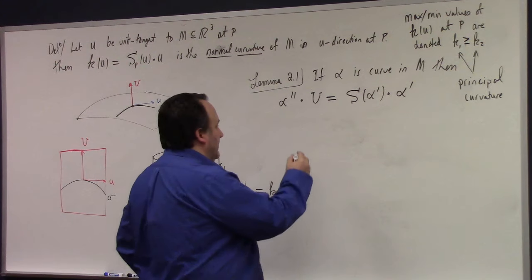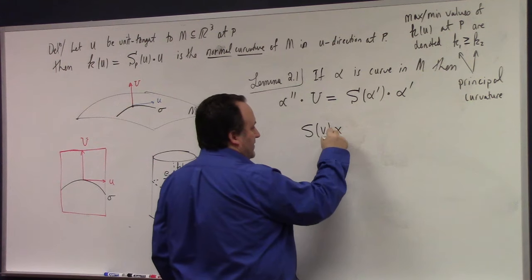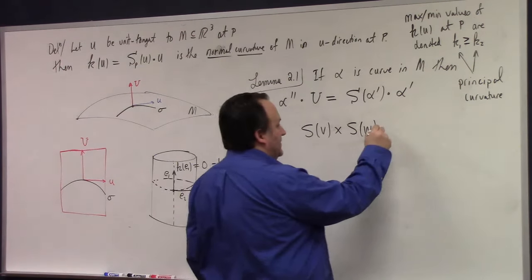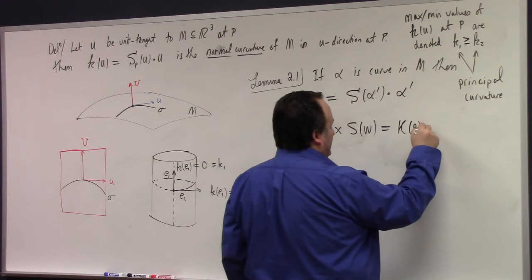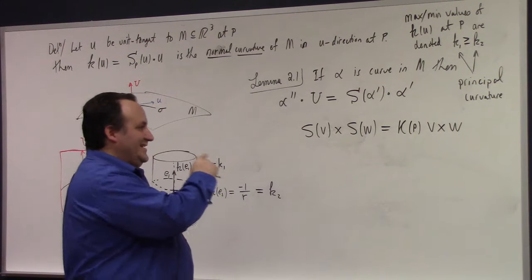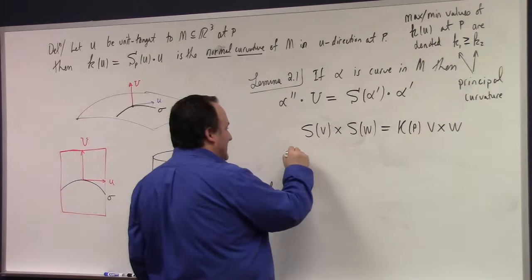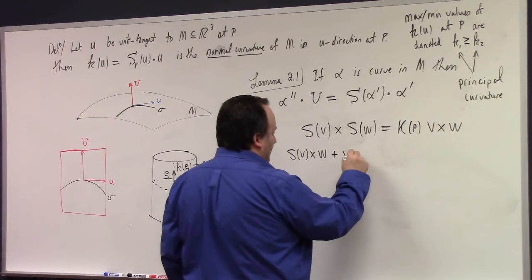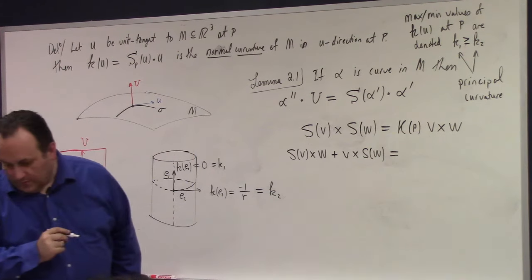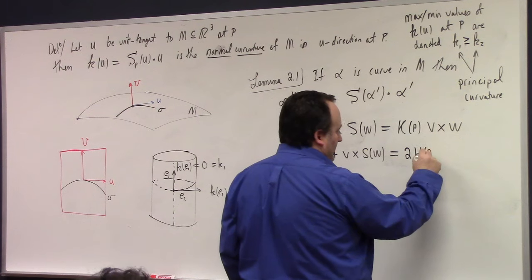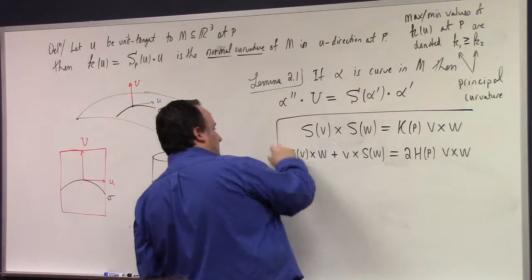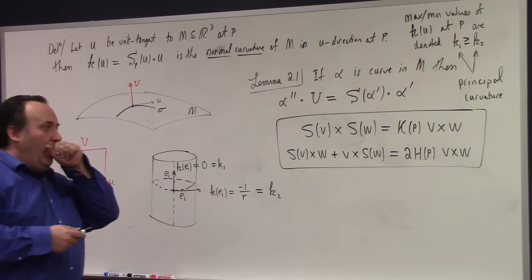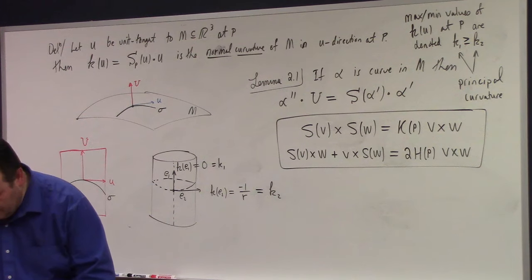Another important formula we can derive is this: the shape operator on V cross product with the shape operator acting on W is equal to the Gaussian curvature at the point in question times V cross W. That is not an easy thing to show. It's also true that the shape operator on V cross W plus V cross the shape operator on W is equal to 2 times the mean curvature times V cross W. So these are nice formulas to know about. It's all at P.